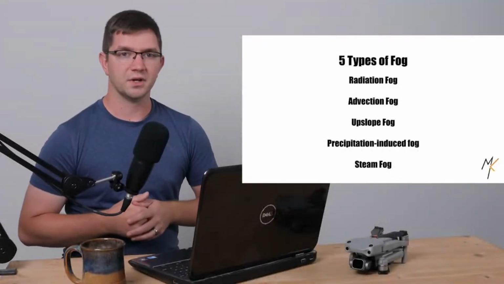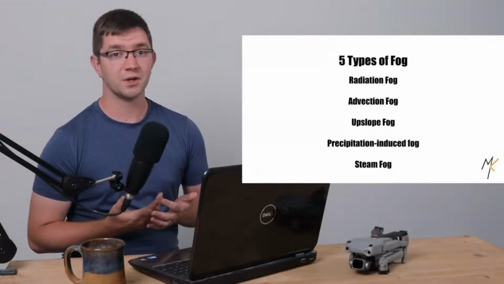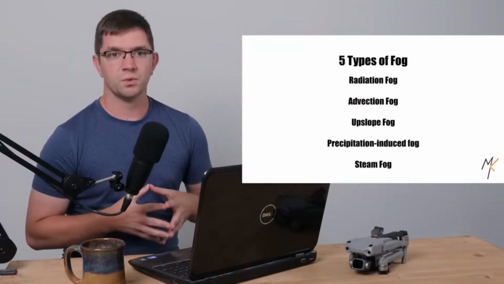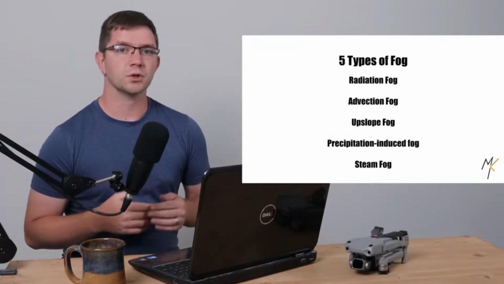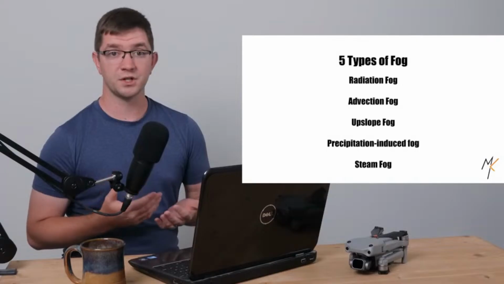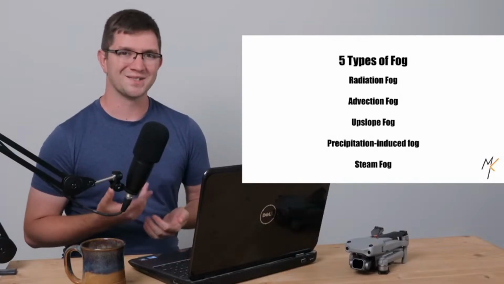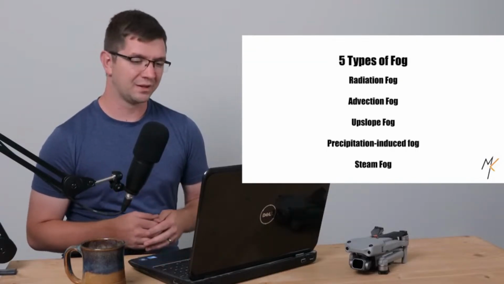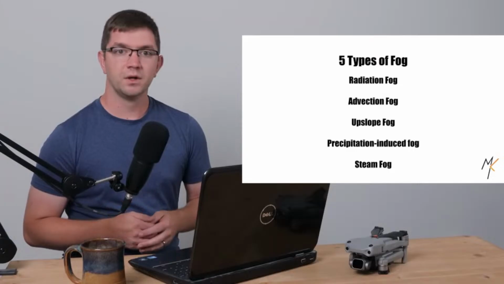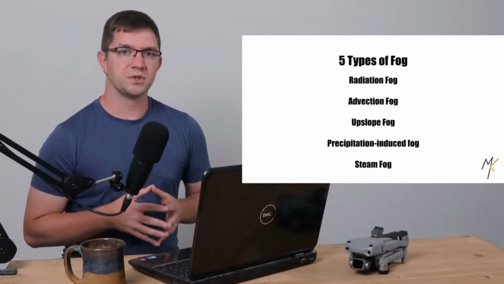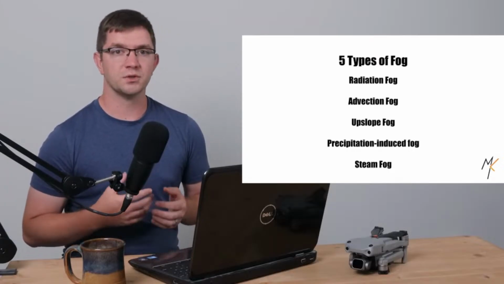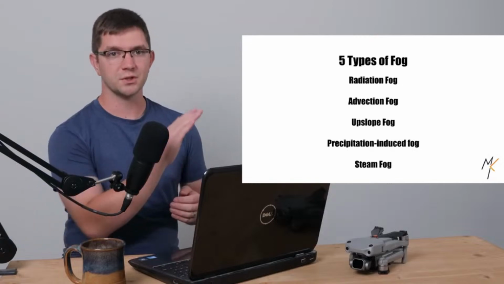Next, we have advection fog, also known as sea fog. This fog forms when warm, moist air moves over colder surfaces. So the ocean is a prime example, which is why it gets the name sea fog. Next is upslope fog. This is formed mostly from stable air that's cooled to its dew point as it moves up a sloping terrain, such as a mountain.